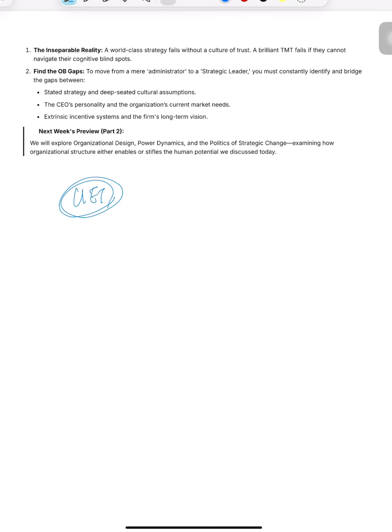As you reflect on today's session, consider the firms that are currently leading their industries. They are not just better at strategy, they are better at the organizational behavior of strategy. They have built cultures that are resilient, leaders who are self-aware, and employees who are deeply committed to a shared mission.